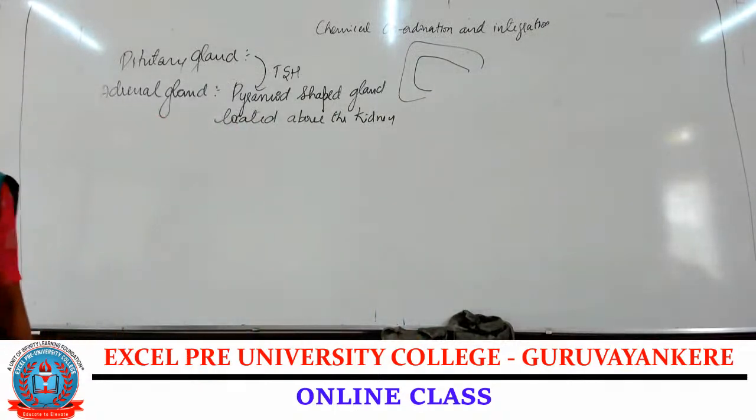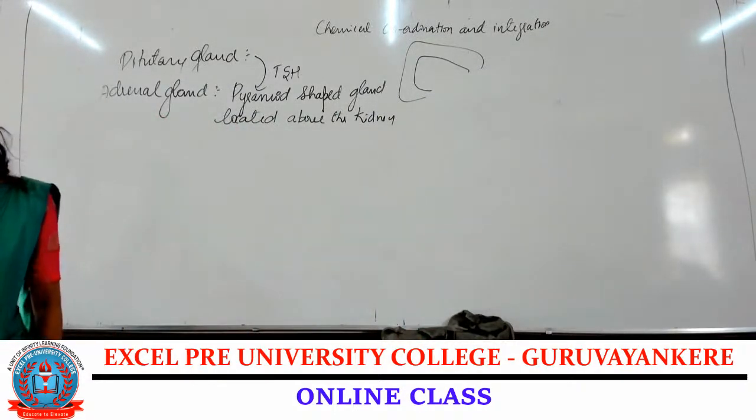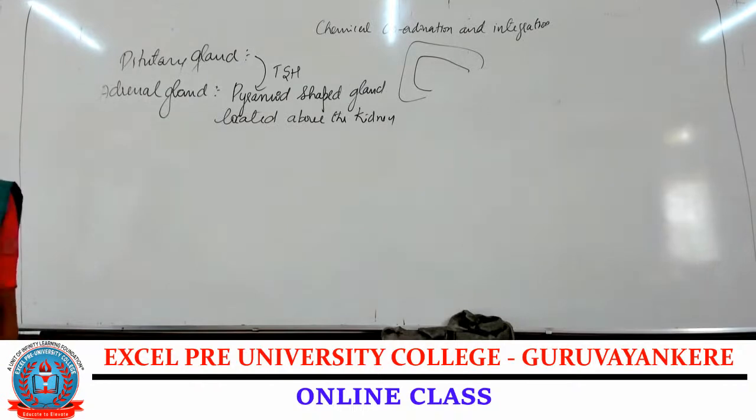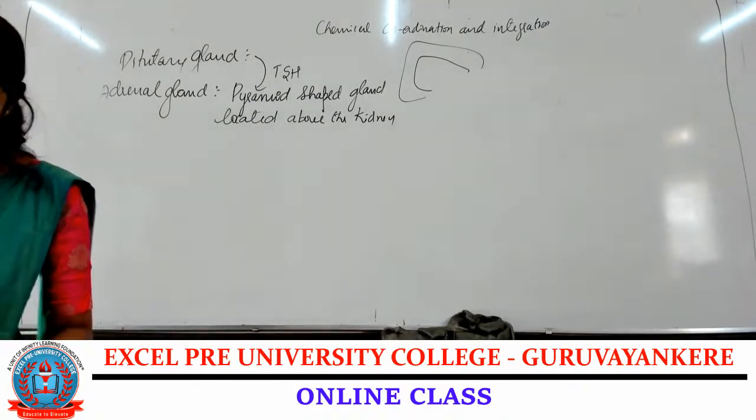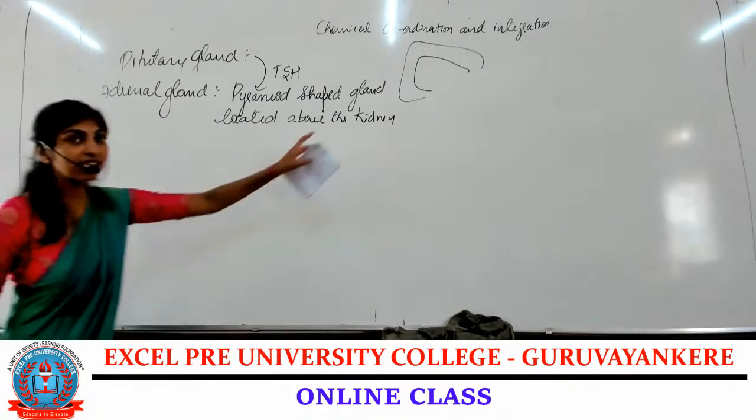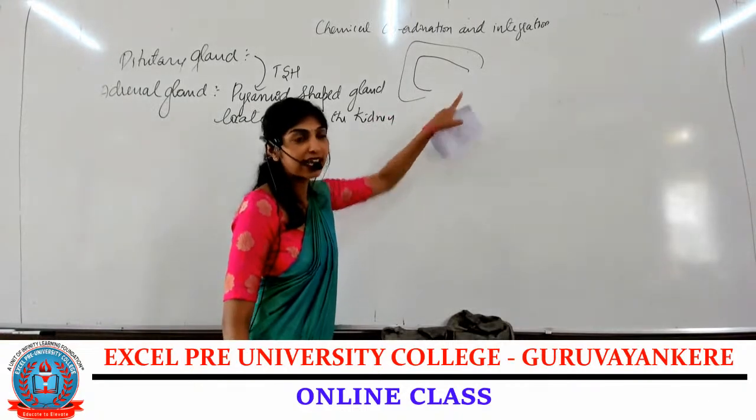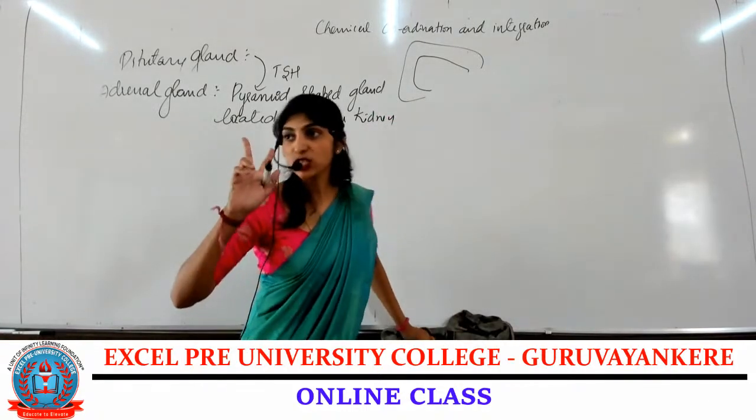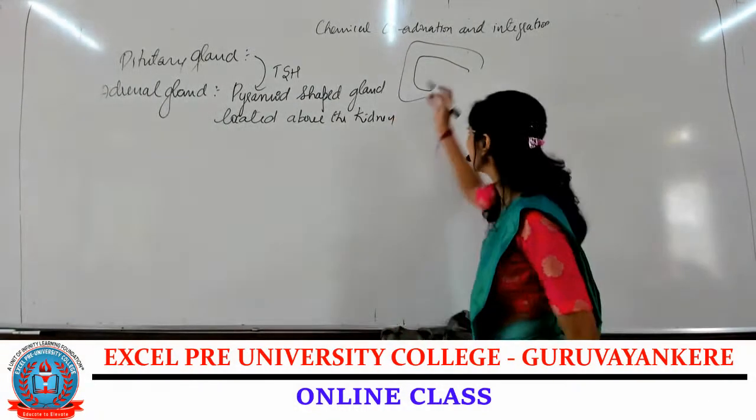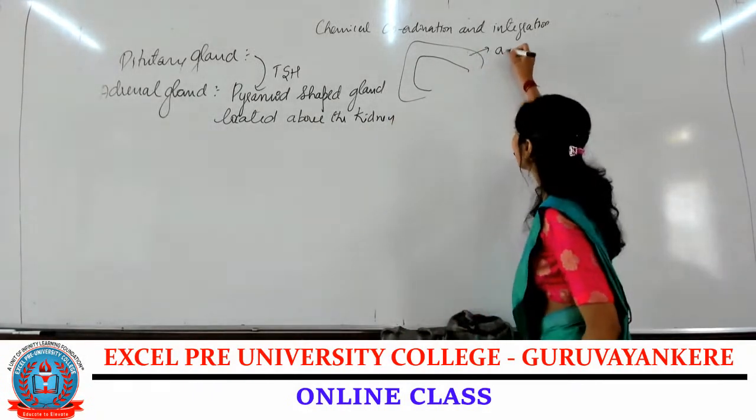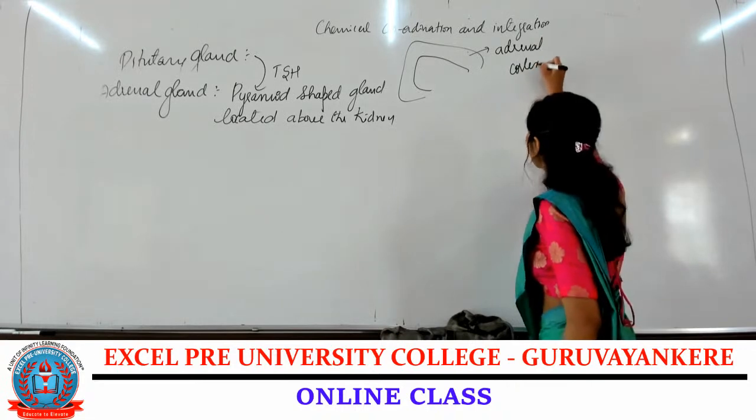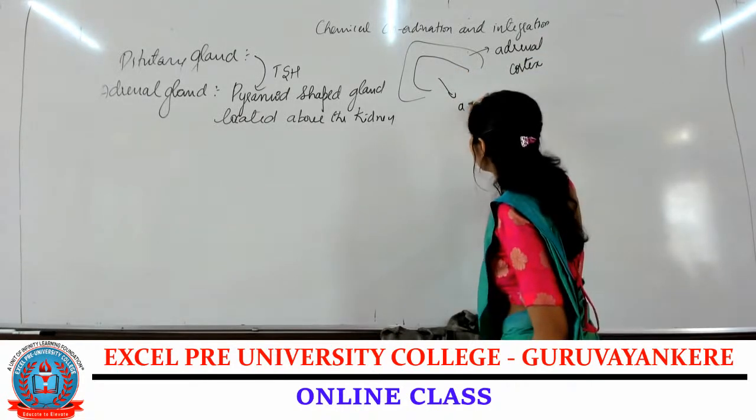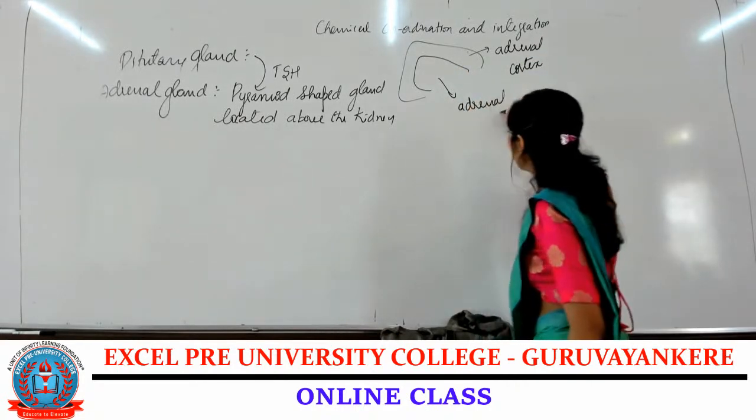How many kidneys do we have? 2, or 1 pair. On that kidney, we have 1 pair of adrenal glands located. And this adrenal gland is mainly divided into 2 regions. The outer region is called adrenal cortex, and the inner region is called adrenal medulla.